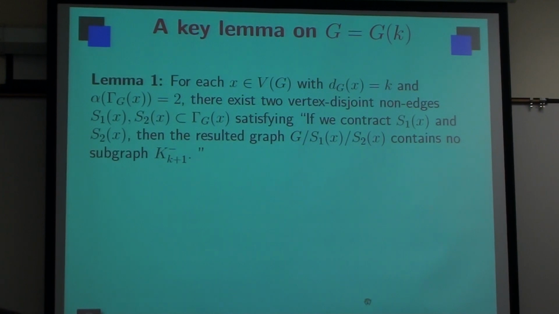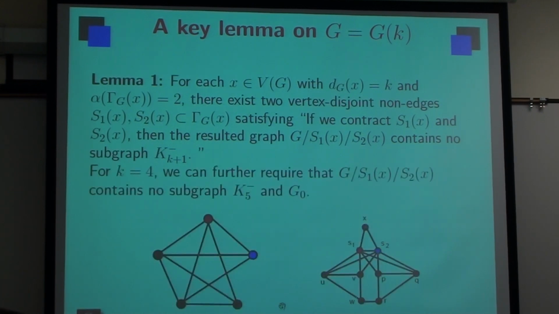It says if you look at the neighborhood graph and it has a given size, then you can find 2 sets such that you can contract them along 2 edges, and the resulting graph contains no K_{k+1}^-. This is almost the complete graph: the complete graph on k plus 1 vertices minus 1 edge. So here, when k equals 4, you can also forbid this graph, the complete graph minus 1 edge, after the contraction. You can choose it this way.